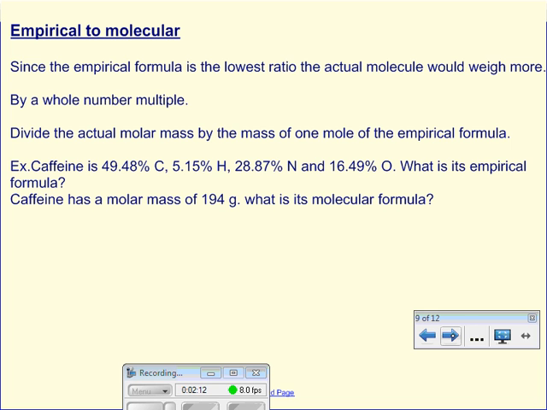So, for example, we have just a regular empirical formula problem. We have caffeine, and it's 49.48% carbon, 5.15% hydrogen, 28.87% nitrogen, and 16.49% oxygen. I want to know its empirical formula first, but then I'm giving you extra information in that caffeine has a molar mass of 194 grams, and I can use that to find its molecular formula. First, I have to find the empirical.